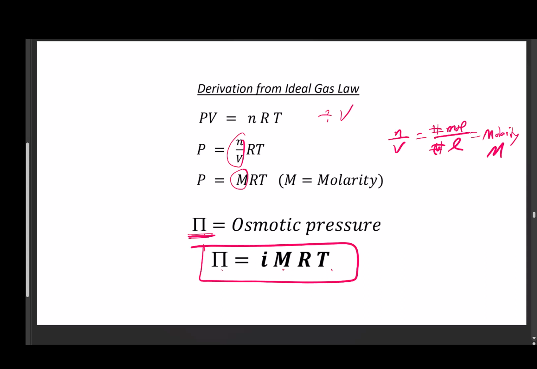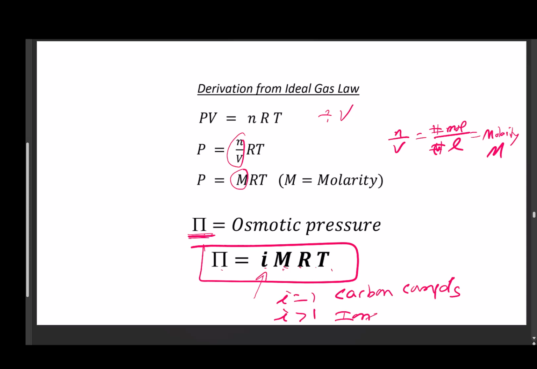Pi equals iMRT. i corrects for the case where you have a solute that ionizes. i equals 1 for carbon compounds. i is bigger than 1, always an integer, for a compound that gives ions in solution. So you can compute osmotic pressure by taking the number of product ions times the molarity of the solution times the gas constant R and times the temperature.